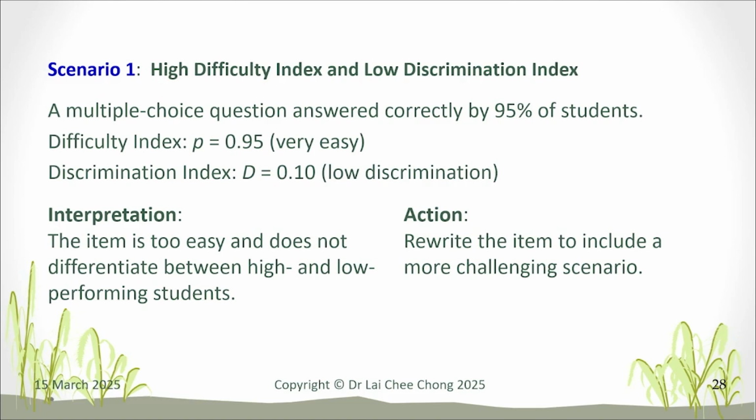Now what can you say? The test item is too easy, and it does not differentiate between the high and low performing students. Everybody can answer it correctly. So you have to rewrite the item to make it a bit more challenging. This is a bad scenario, by the way, when you come up with something like this. That's how you use these two indices together to interpret the effectiveness of the test item.